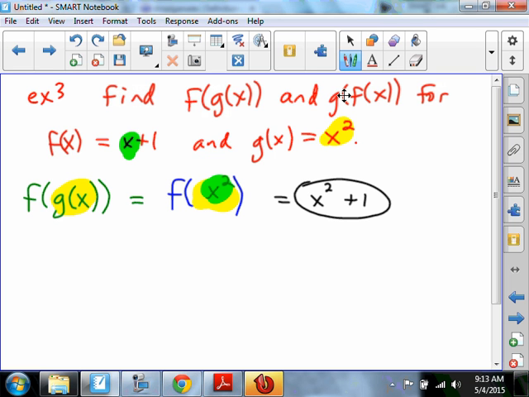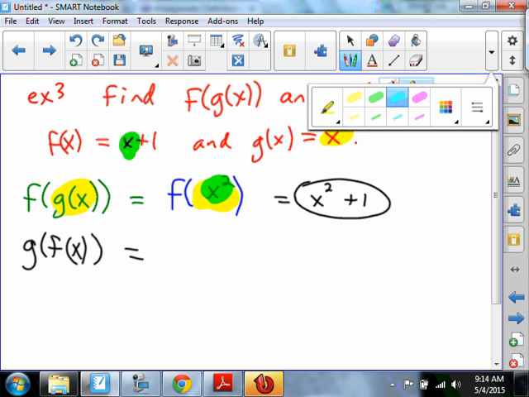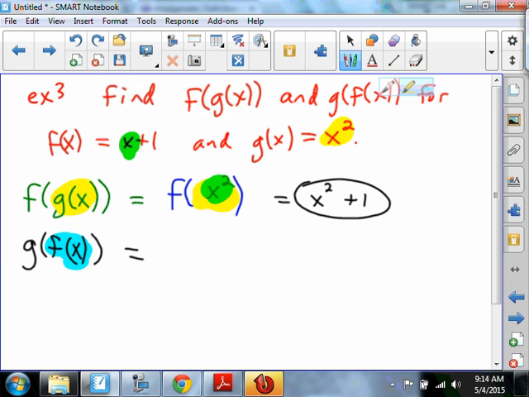So let's try the other way then. Let's try finding g of f of x. Again, we substitute from the inside out. We're going to replace f of x with how it's defined. And how's f of x defined? x plus 1. So there's x plus 1. And now we've got to remember that we still need to g it, because we do still have to g something, and we're going to g x plus 1.